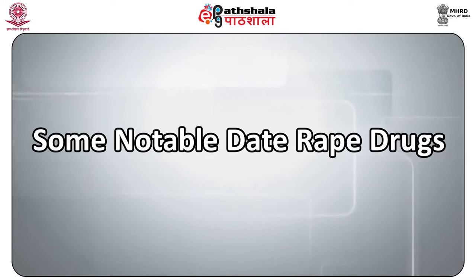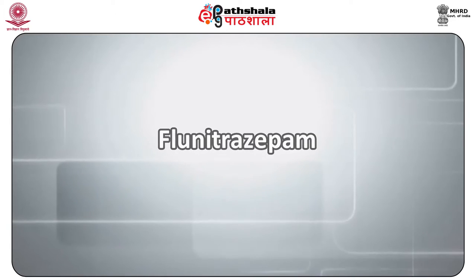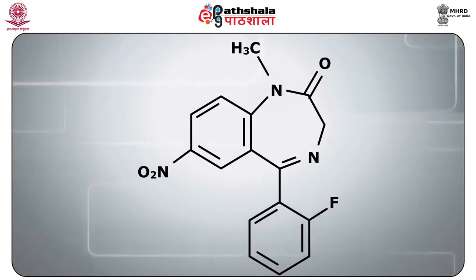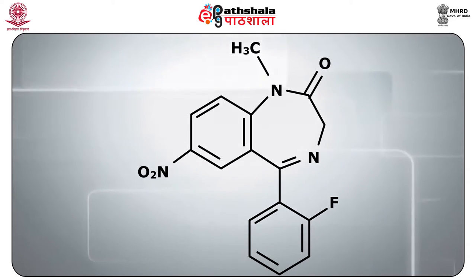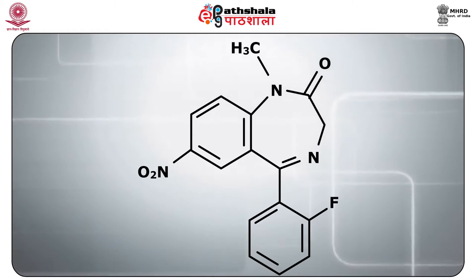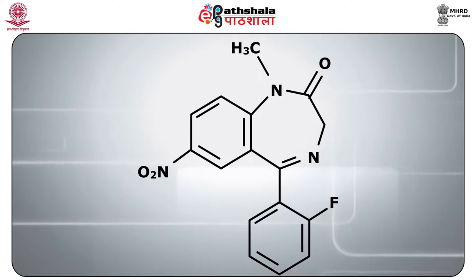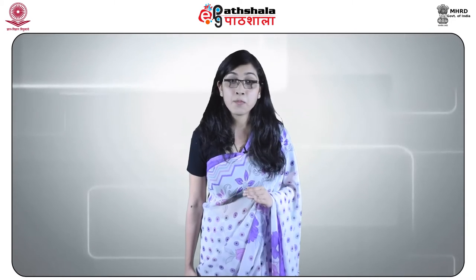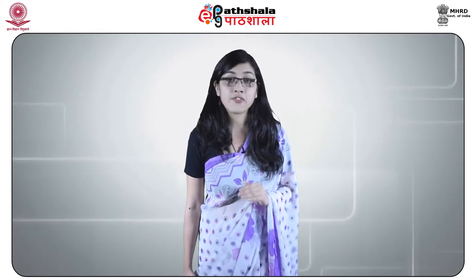Now, we will study some of the notable date rape drugs, starting first with flunitrazepam. Flunitrazepam, that is 5-(2-fluorophenyl)-1,3-dihydro-1-methyl-7-nitro-2H-1,4-benzodiazepine-2-one, belongs to the 7-nitro group of benzodiazepines. Its hypnotic effect overcomes the sedative, anxiolytic and muscle relaxing effects of other compounds from the same pharmacological group.